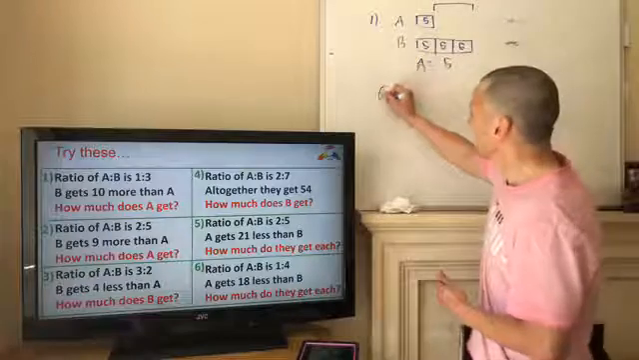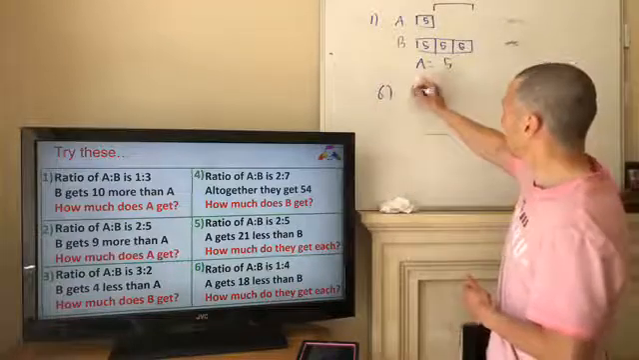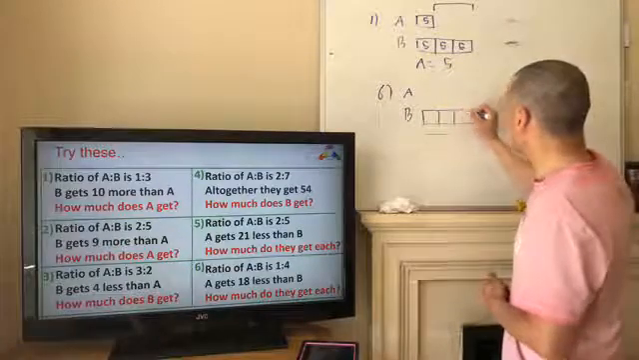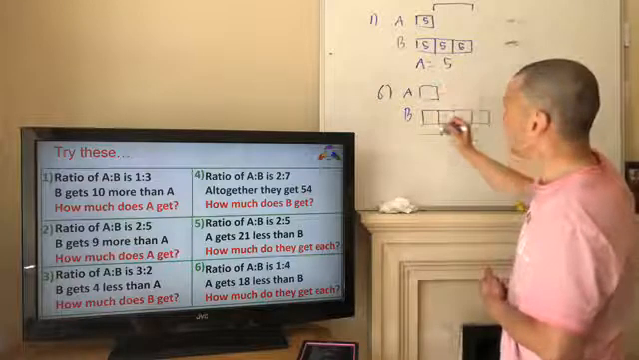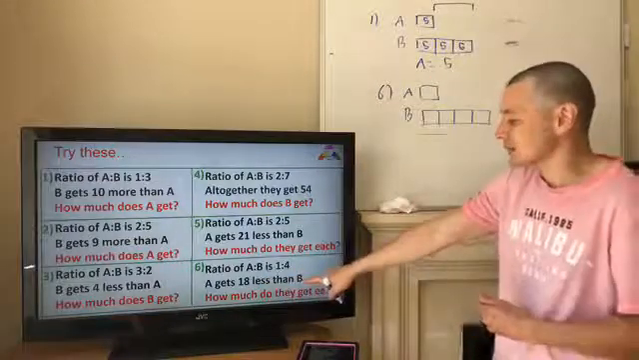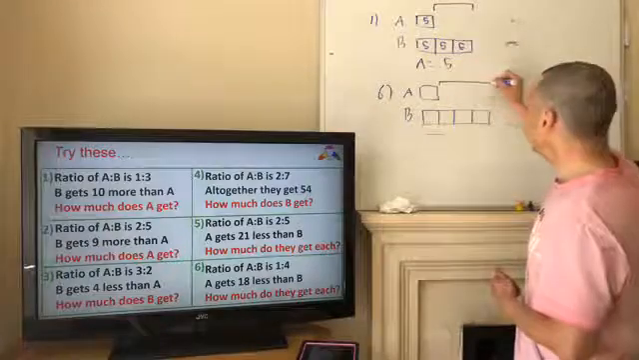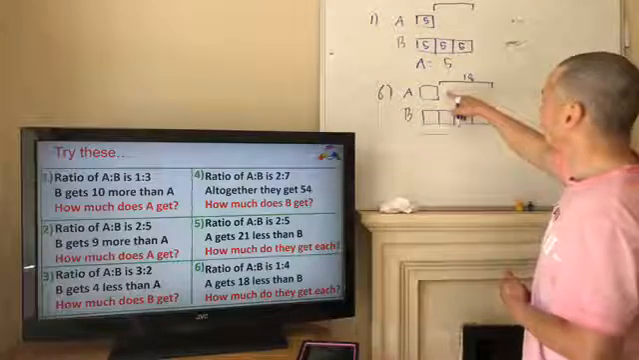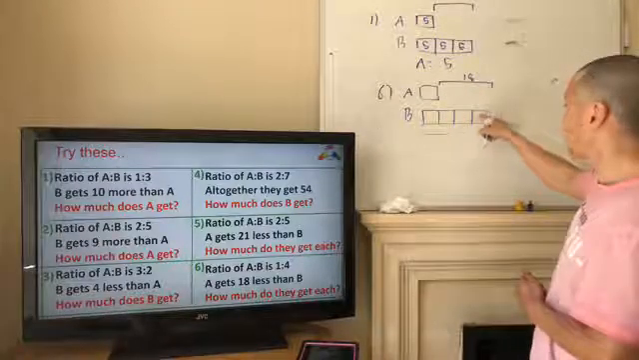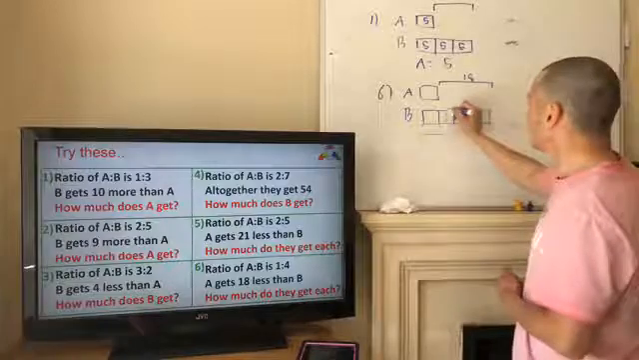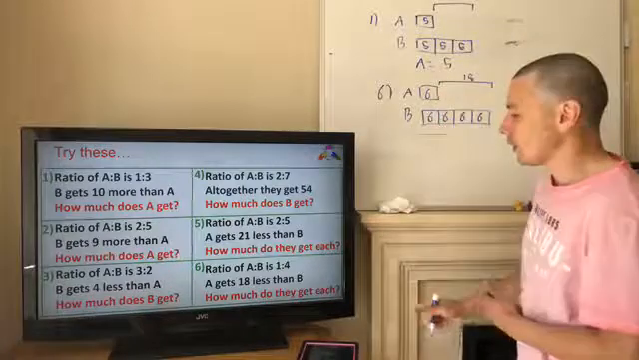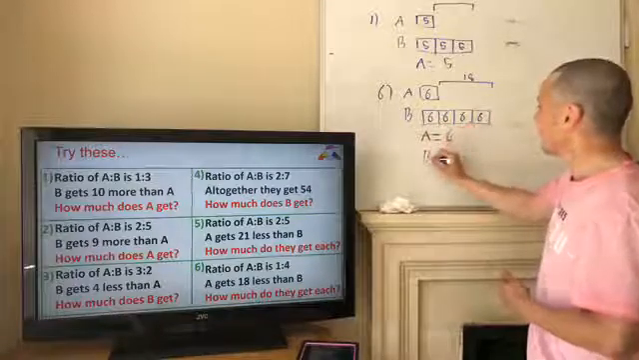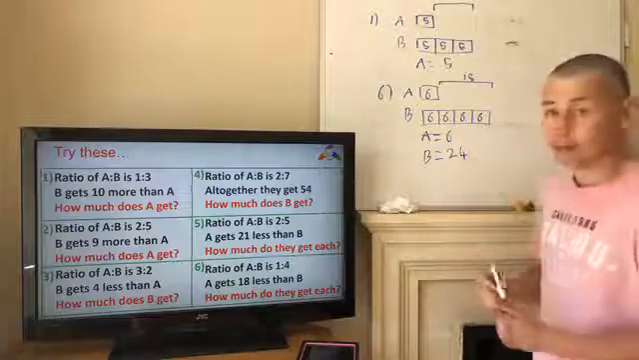So question 6, okay, so it's the ratio of 1 to 4. So B gets 4 blocks and A gets 1 block, and it says A gets 18 less than B. So the 18 is still going to go in that gap there because that's how many less she gets than B. So then we're going to divide 18 by 3 because there's 3 boxes, 6 in each one. And then the question is, how much do they get each? So A gets 6 and B gets 24.